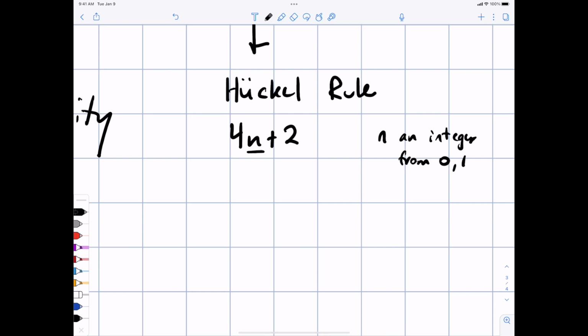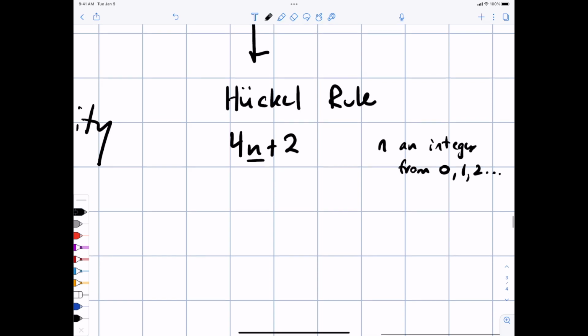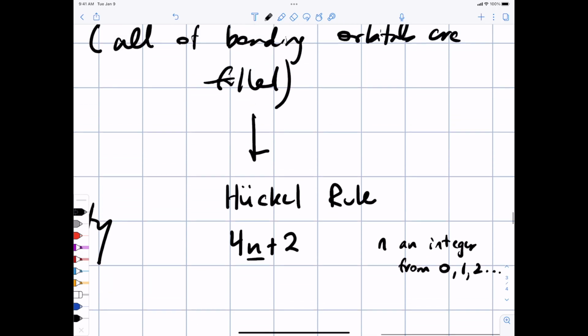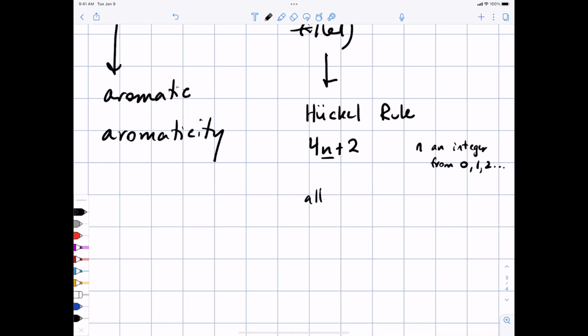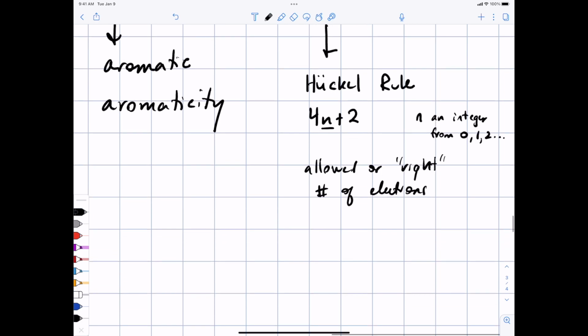from 0 and so on. n does not equal the number of atoms in the cycle. n is just a regular increment, okay? So the allowed number of electrons you can have and be aromatic, the right number of electrons, includes 2, 6, 10, and so on.